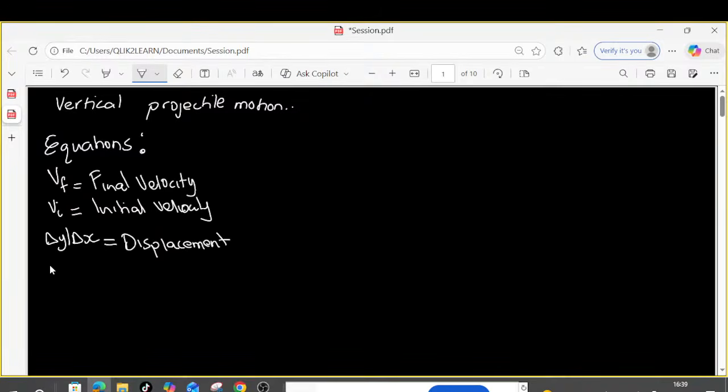Now, when I say delta t, I'm referring to the time. So delta t will be the change in time. Okay, it's also important that we know that one. And then we have A, which will be the acceleration. So these are the symbols that we're going to use in vertical projectile motions. So A will be our acceleration. Based on this, I'm just going to give you the formulas that we're going to use now.